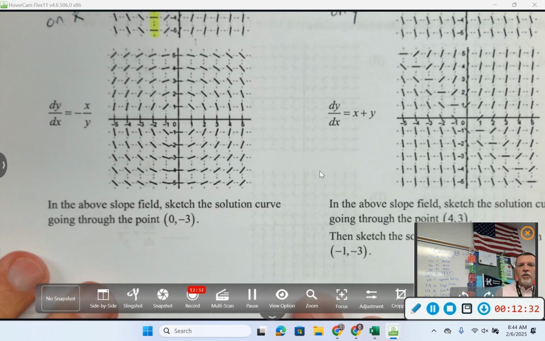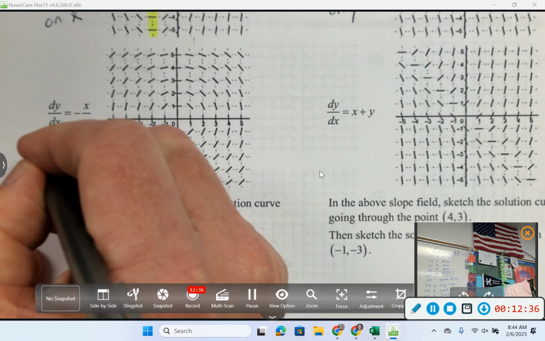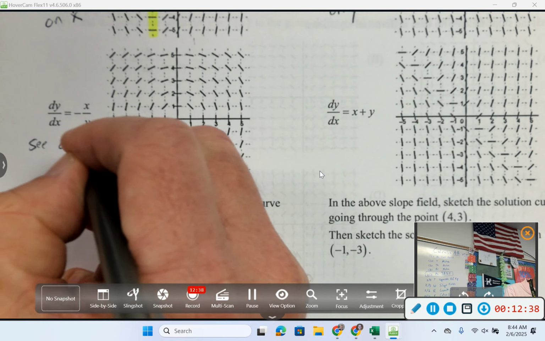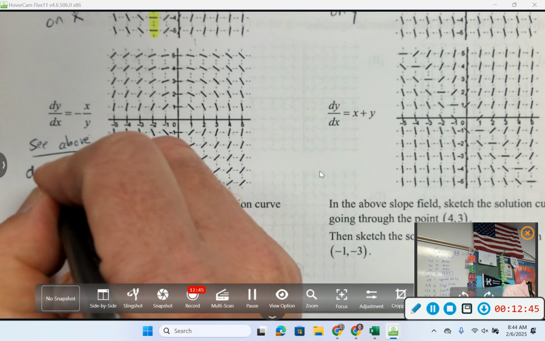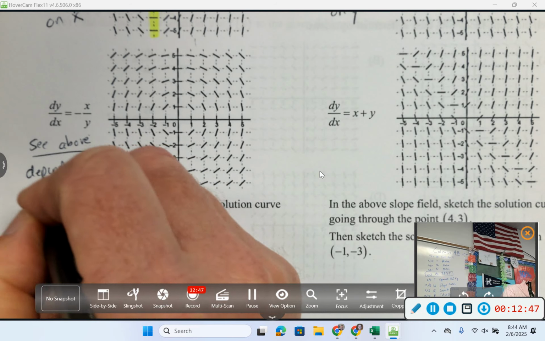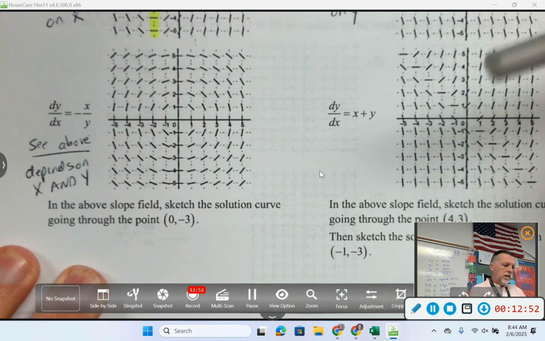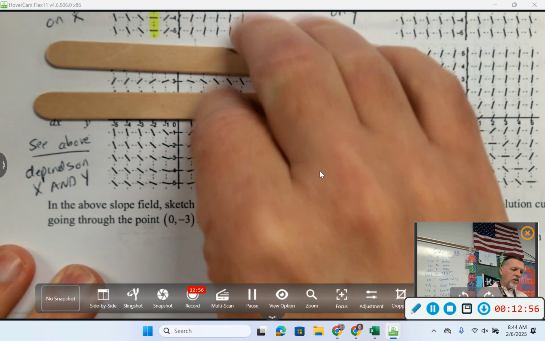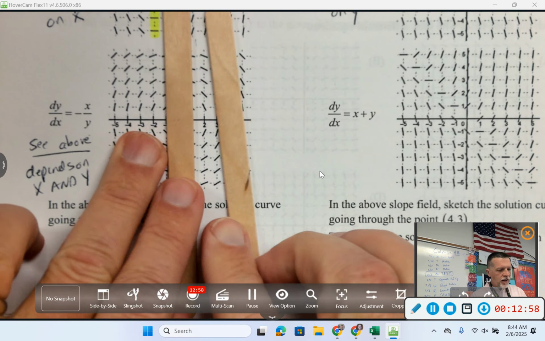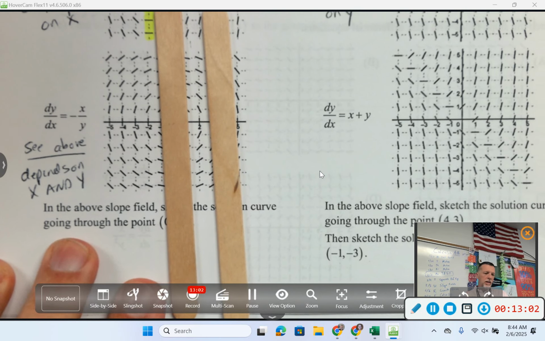Well, these 3rd and 4th ones are a little bit trickier. This is the one we just did, so I'll just say C above on that one. That's that negative x over y. But I would also say it depends on x and y. It's kind of the same thing. If you look at a row of slopes, they're changing. If you focus in and look on a column of slopes, they're changing. It depends on x and y.